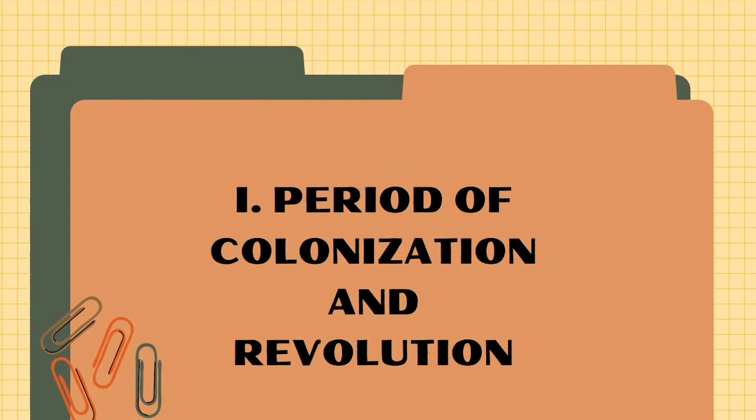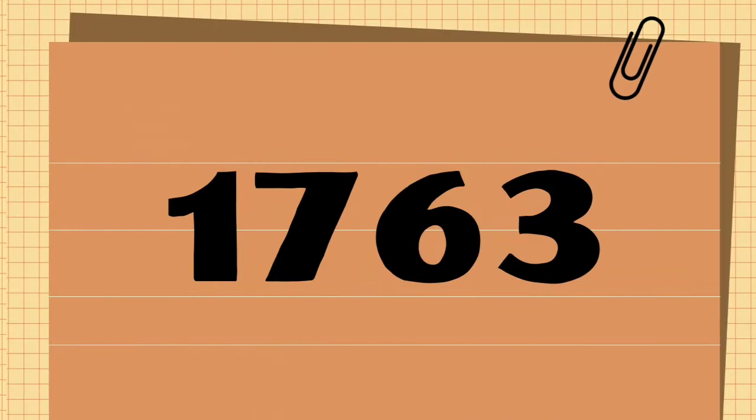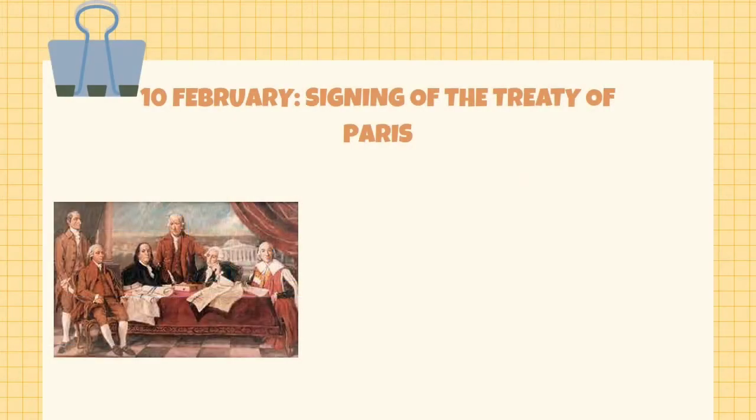Let us now discuss the period of colonization and revolution. The first one is the timeline of the American Revolution from 1763 to 1787. Here are the important events in the year 1763. The first one is in February 10, which is the signing of the Treaty of Paris.